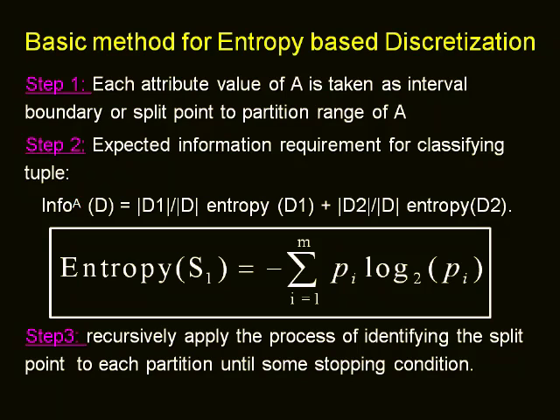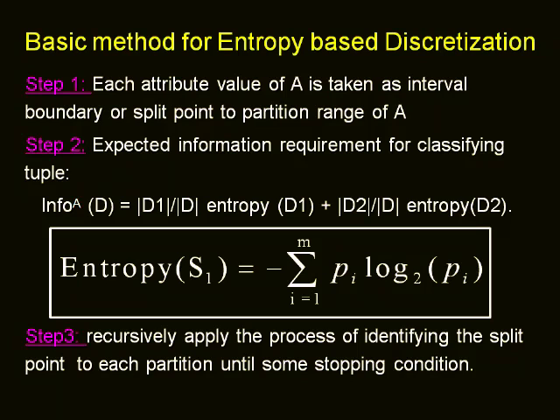Here the entropy of D1 is calculated as minus the sum over i equal to 1 to m of Pi log to the base 2 of Pi. Here Pi is the probability of class Ci in D1, determined by dividing the number of tuples of class Ci in D1 by the total number of tuples in D1.